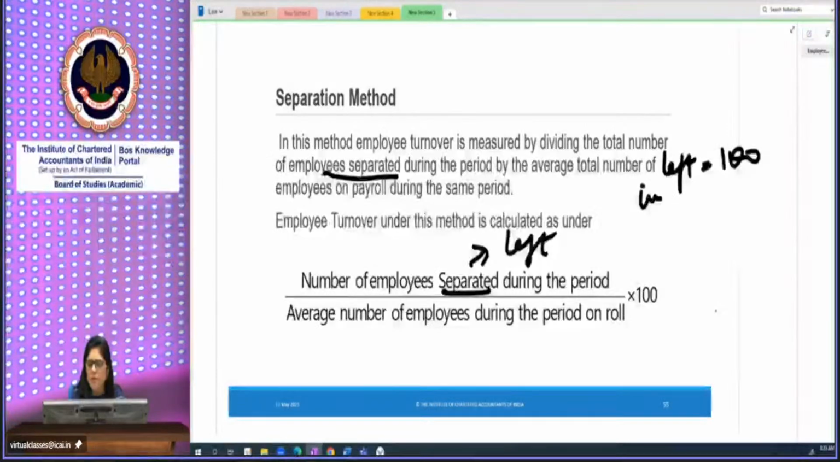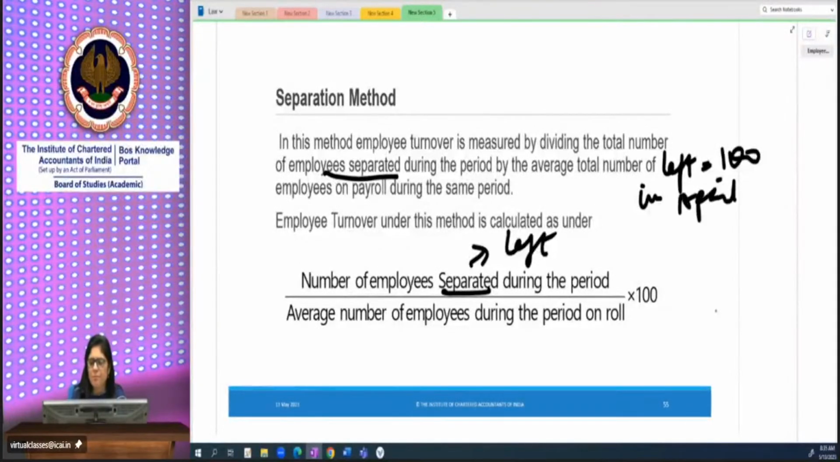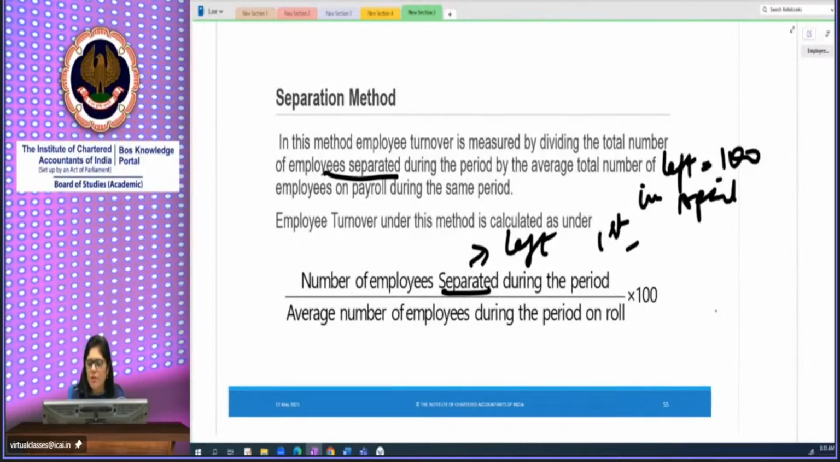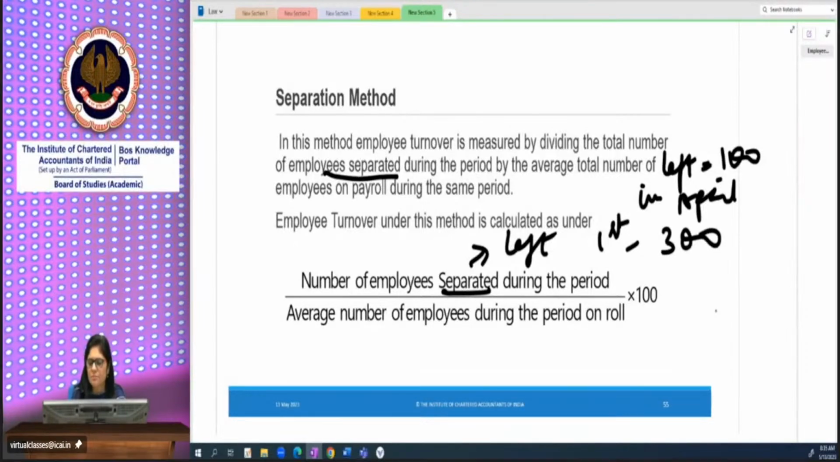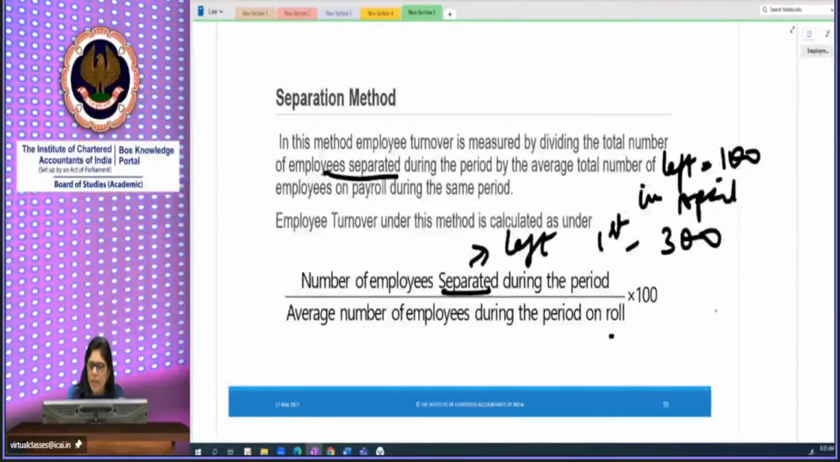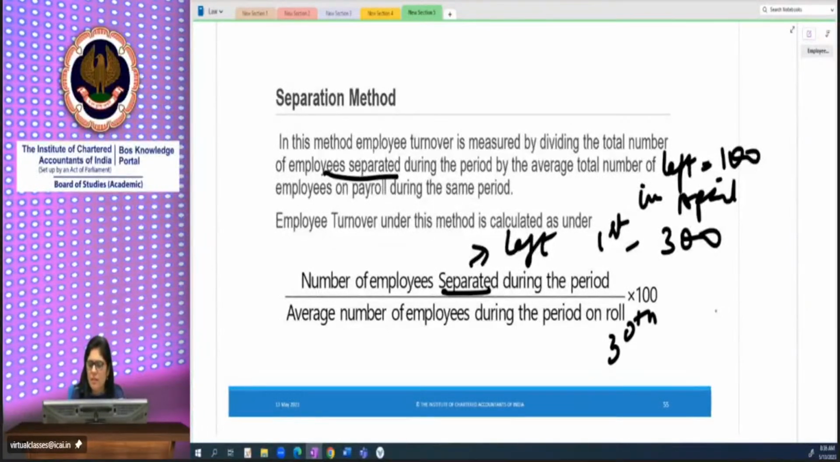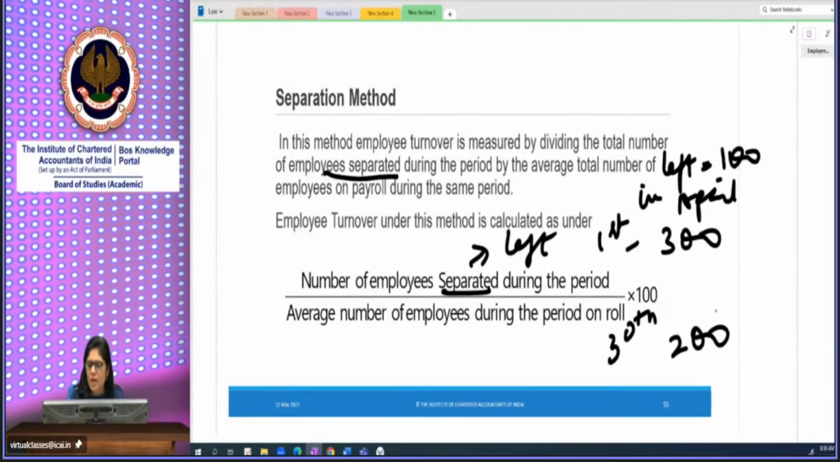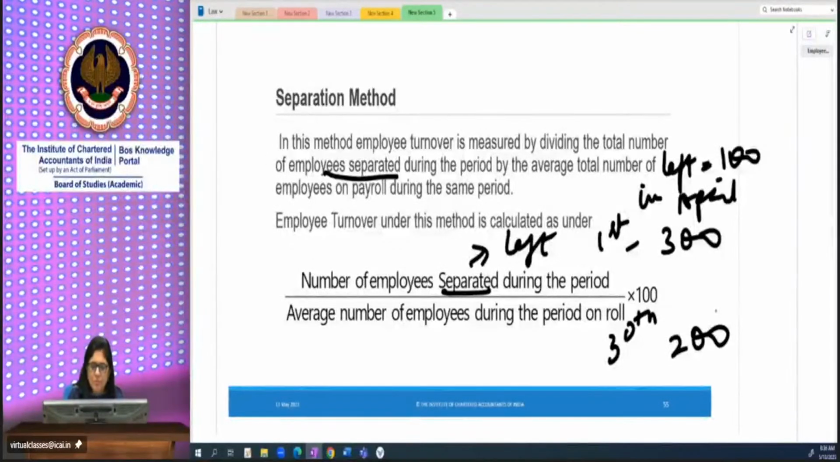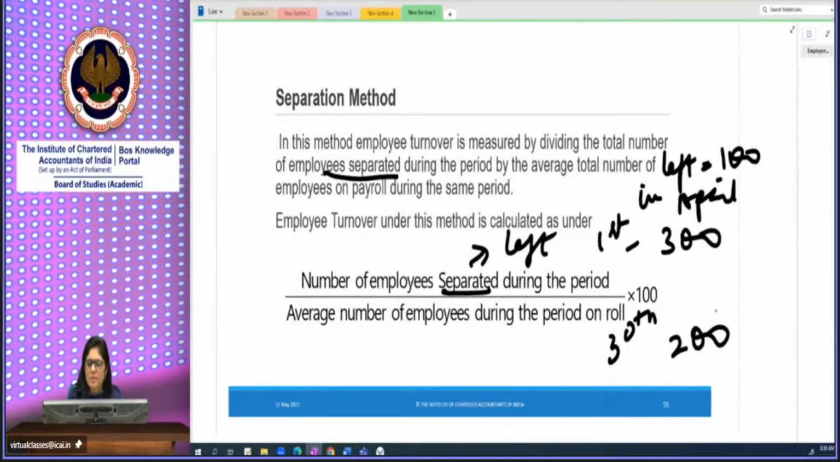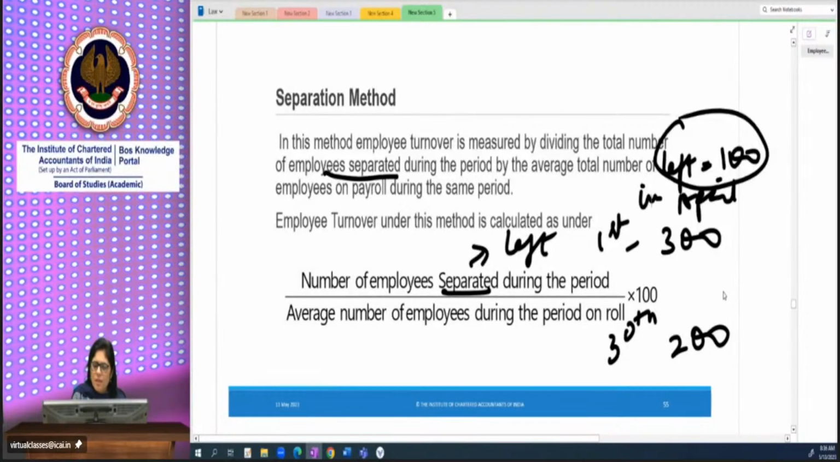Let us say in April, on 1st April, the number of employees is 300. And on 30th April, the number of employees is 200. Now, can you calculate the turnover ratio? As per this example, employees left are 100. On 1st April, the employees were 300. On 30th April, the employees are 200. So how much is the separation method?